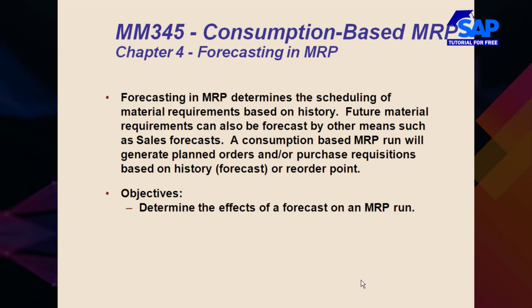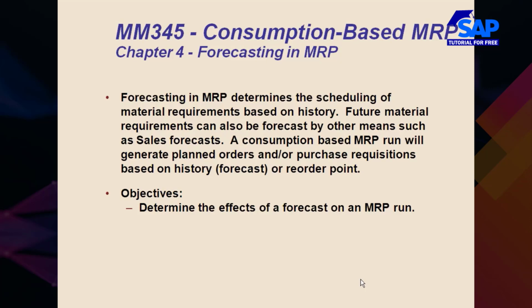Future material requirements can also be forecasted by other means, such as sales forecasts. It's like, what are the sales that I had for a specific month in the previous year? Based on that, I can forecast the future sales for my material. Based on that history, you can upload it into the MRP views, what we call the forecasting view, and that can be used as an MRP.